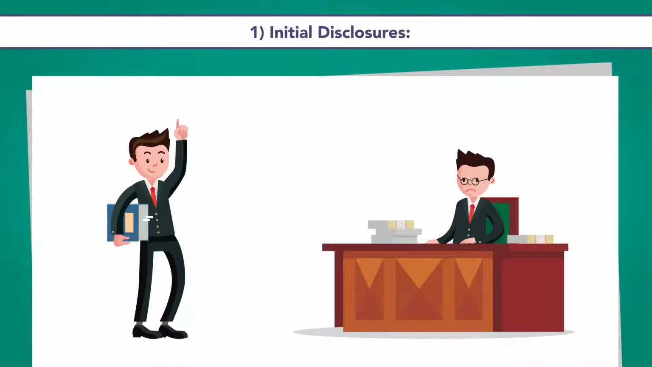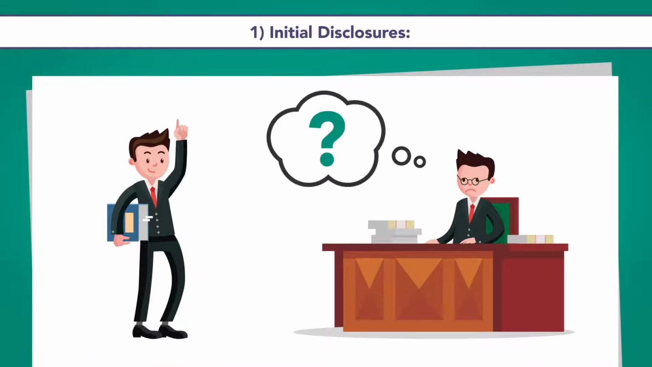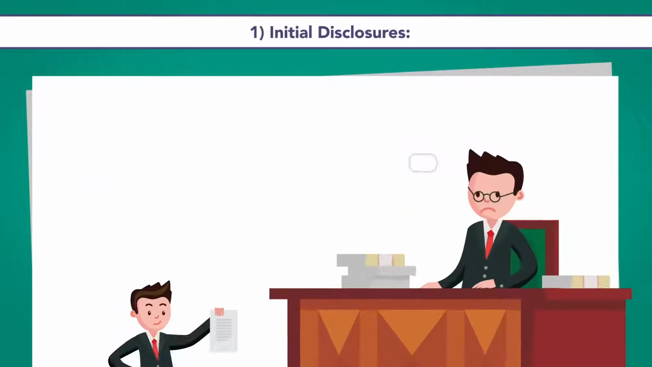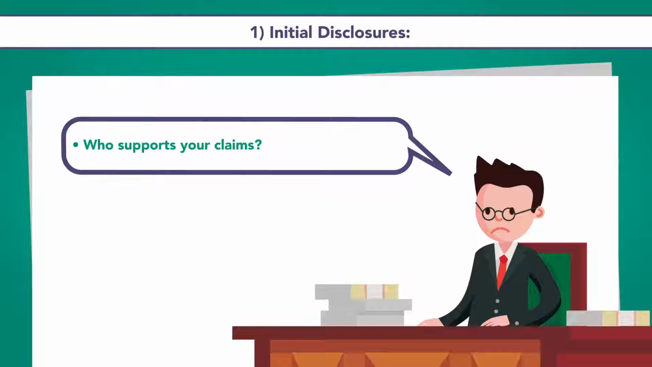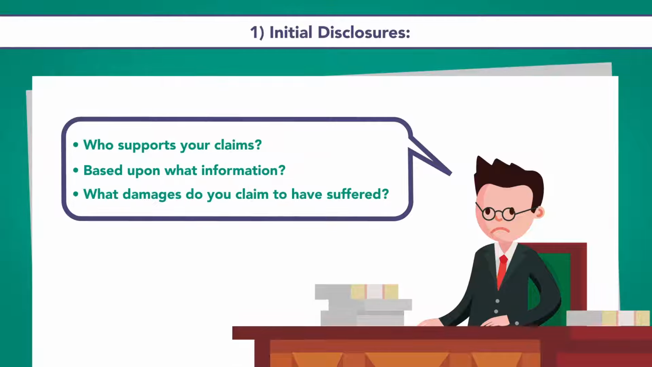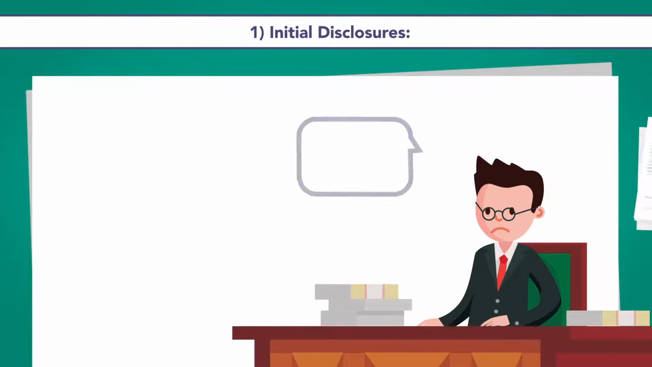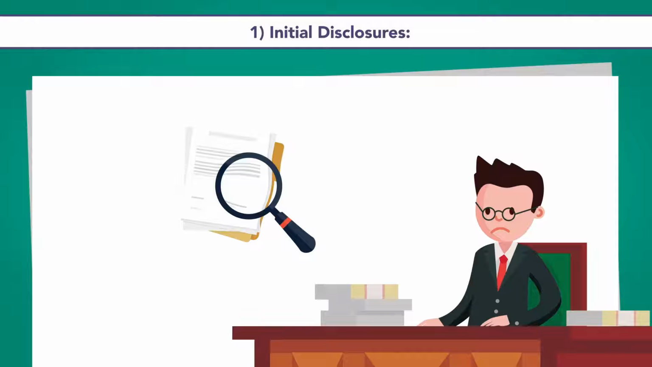The initial disclosures answer basic questions that each party may have about their opponent's claims related to the litigation. Who supports your claims? Based upon what information? What damages do you claim to have suffered? What proof do you have to show that you suffered those damages? This information tells the parties where to begin their investigations.